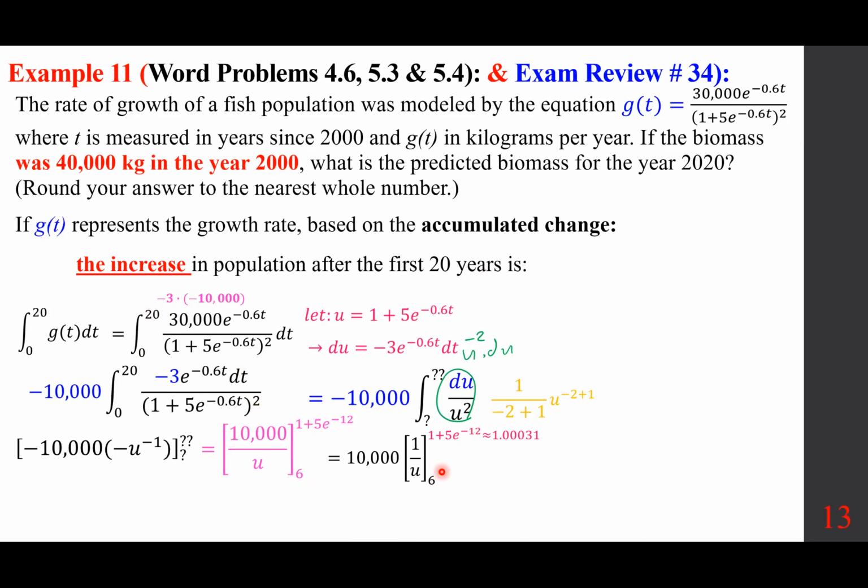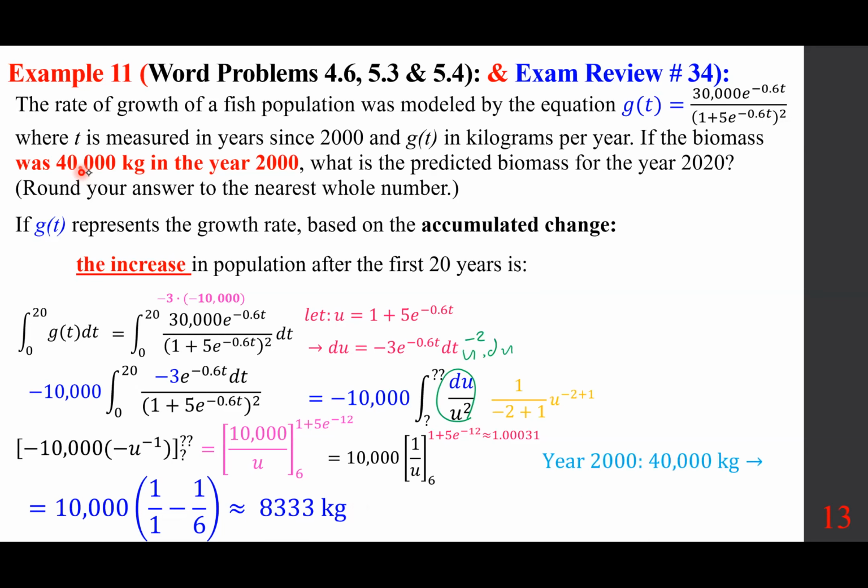and the top is almost 1, because if you plug it into a calculator, this 5 e to the power of negative 12 is extremely small. And so 1 over 1 minus 1 over 6 gives you almost 8,333. And as you know, originally the initial value was 40,000. We are going to add that.